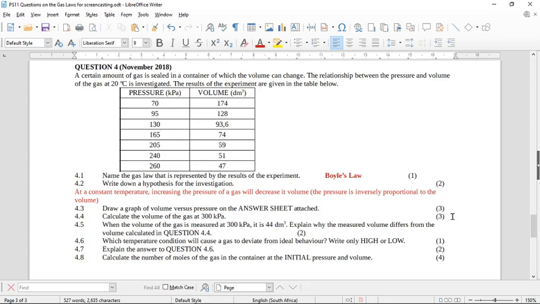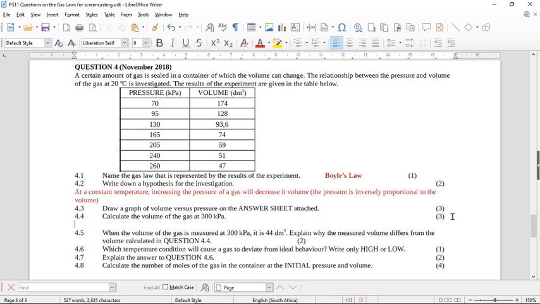So we can use P1 V1 over T1 equals P2 V2 over T2, but we know that the temperature is not changing, this temperature over here, it's not changing. So then we end up with P1 V1 equals P2 V2.